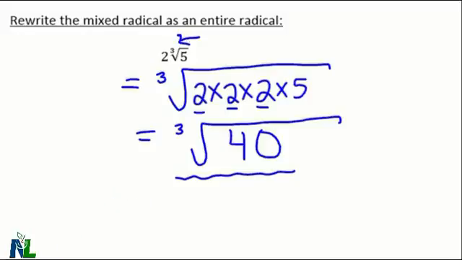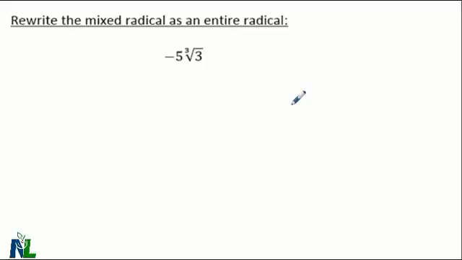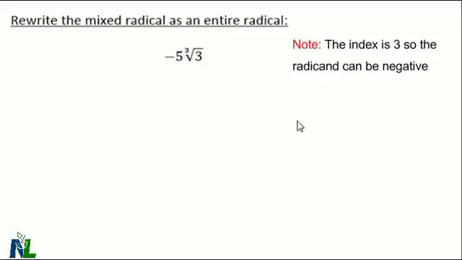Now let's look at a number which has a negative outside. Right here, you'll notice that I've got a cube root again, and I have a negative sign outside. Now, it is possible to have an index of 3 and for you to have a radicand which can be negative. So when we proceed to do this question, we want to see where that negative sign goes.